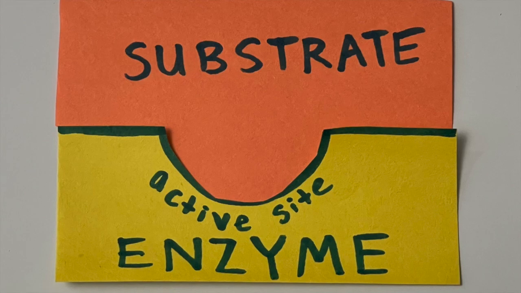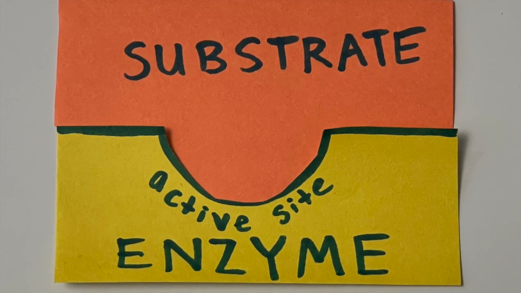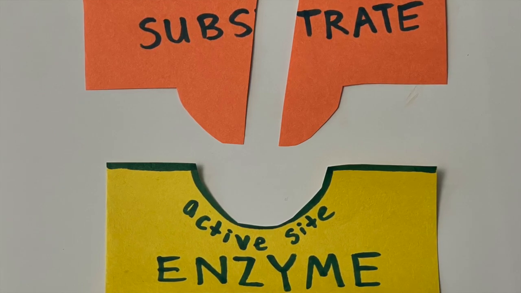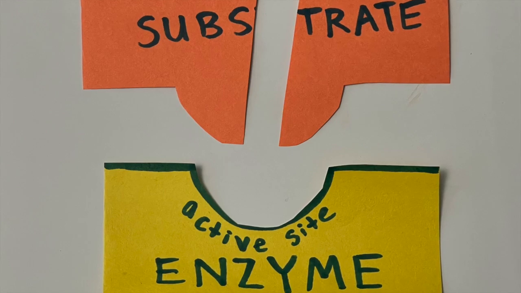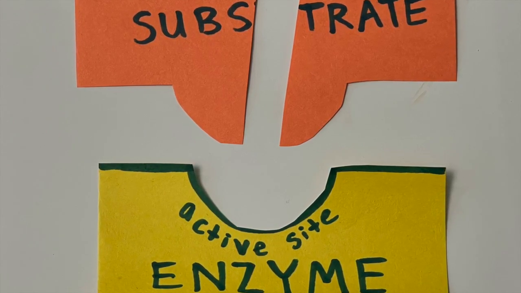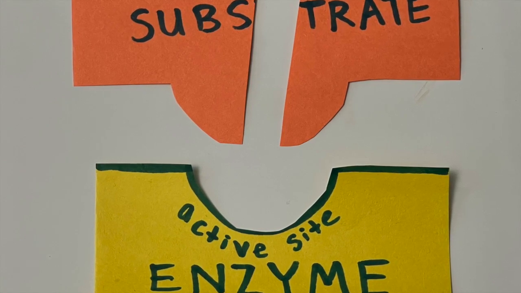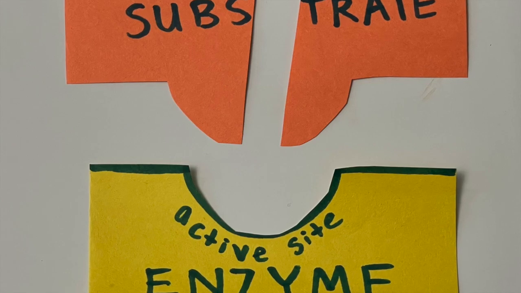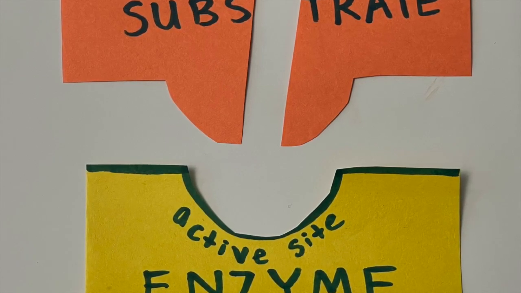So I want you to now take your scissors and actually pull out the substrate, cut it right down the middle to visualize that the substrate has turned into the products because the enzyme has catalyzed it. Now notice the enzyme itself did not change. It is not part of the reactant, it is not part of the products. It's simply something that can be used over and over again to catalyze different chemical reactions.